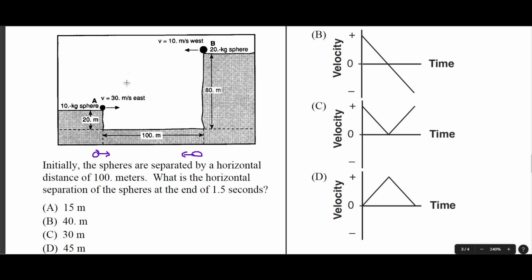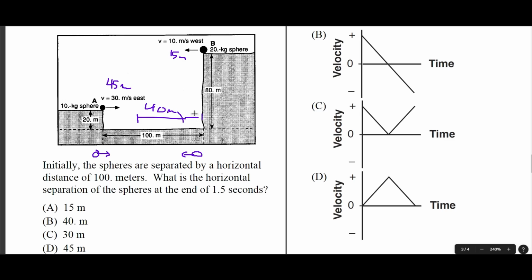After 1.5 seconds, this 30 meter per second object is going to end up traveling 45 meters. And after 1.5 seconds, this 10 meters per second object is going to travel 15 meters. I'm just doing the speed times the time, nothing crazy. So that means they were initially 100 meters apart. This one moves 45 meters forward. The other one moves 15 meters forward. That is a total of 60 meters being closed in, leaving us with a new separation of 40.